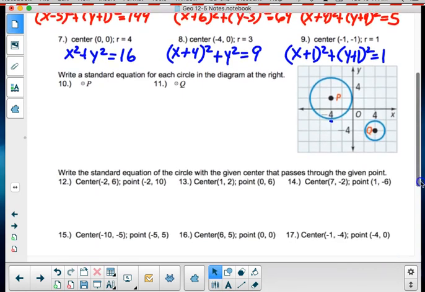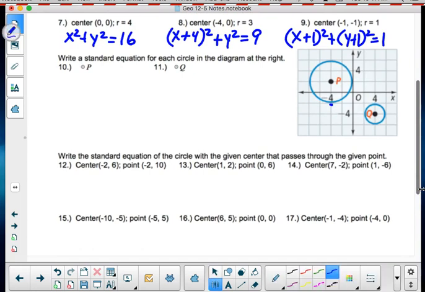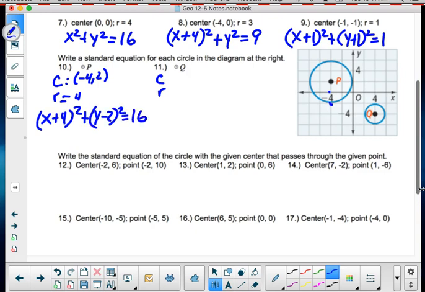Now in this next section, I'm going to be writing the equation from a picture. So first I've got to get the center, and then I get the radius, and then I can write it. Just make sure I get those points. My center for P is negative 4, 2. Please notice that it goes up by 2's. My radius is 2, 4. So my radius is equal to 4. So now (x plus 4) quantity squared plus (y minus 2) quantity squared equals 16.